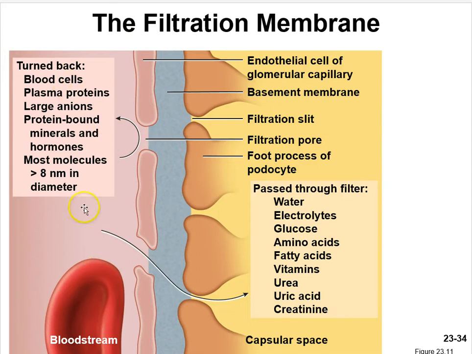So what's not going to get out are blood cells, plasma proteins like albumin and such, large anions, protein-bound minerals. So those are minerals or other substances that attach themselves to the proteins. And then anything that's 8 nanometers in diameter or more can't get through these little pores, can't go across the cell membrane, so they stay in the blood. But items like water easily gets through, electrolytes, glucose, amino acids, fatty acids, vitamins, urea, uric acid, and creatine can get across and get into the capsular space.